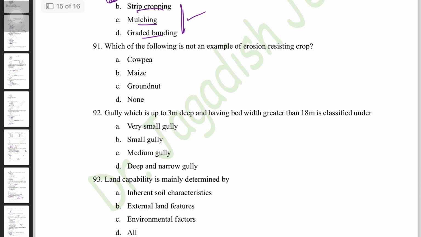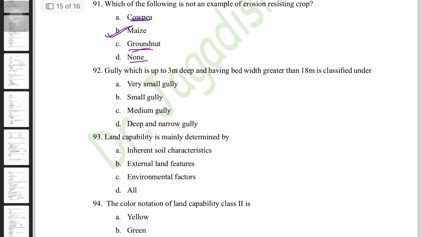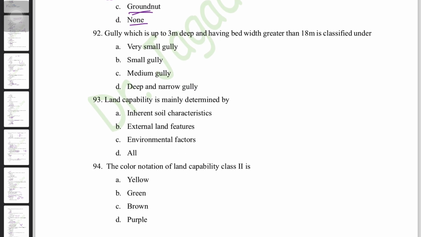Which of the following is not an example of erosion resisting crop? That is maize. Maize is an erosion permitting crop. Mostly erosion resisting crops are leguminous crops which have more canopy coverage, so they protect with canopy coverage and root system. They can protect the soil from the negative impact of rainfall, and as they are providing live mulching, they will protect the soil more. So they are erosion resisting crops.